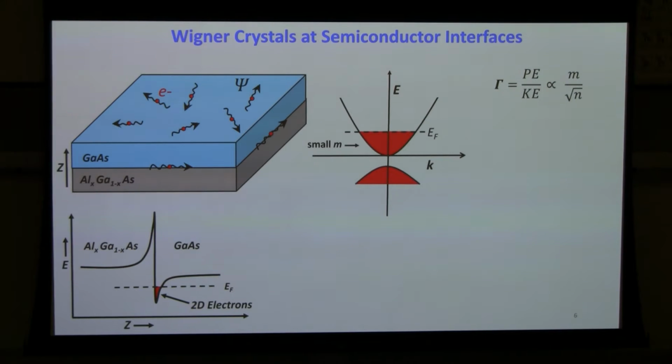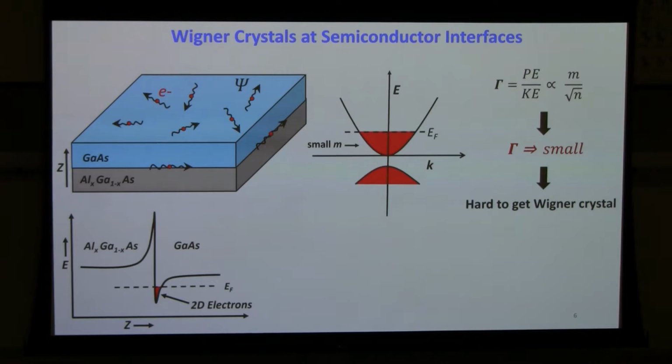And in this case, what happens is that the electrons occupy this 2-dimensional band at the interface, but there's a problem because the mass of those electrons is pretty small, and so if you look at this ratio of potential energy to kinetic energy, it's kind of small. And so it's really hard to get a Wigner crystal for this system.